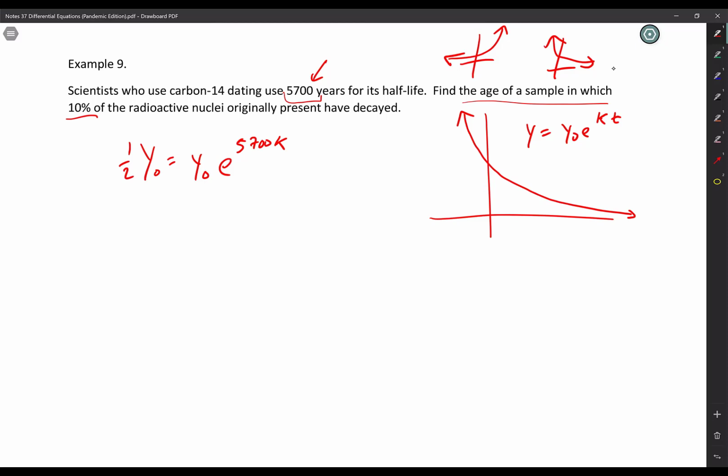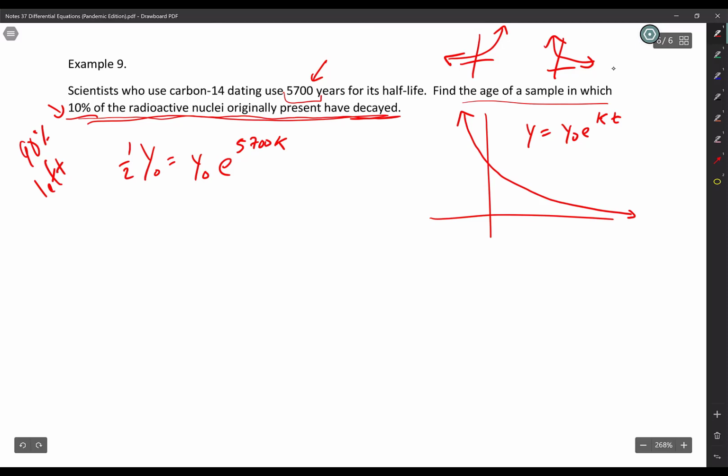The question says, find the age of the sample in which 10% of the radioactive nuclei originally present have decayed. So if 10% has decayed, that means you have 90% left. Does that make sense, guys? I want to know how long it takes for me to have 90% of it. It's obviously going to be a lot less than 5,700 years, because that's how long it takes to have half.